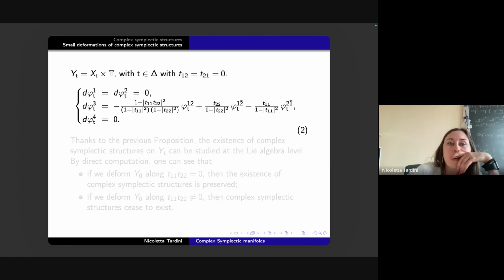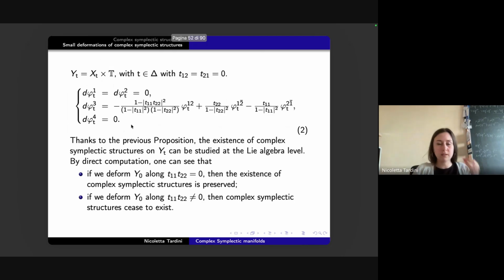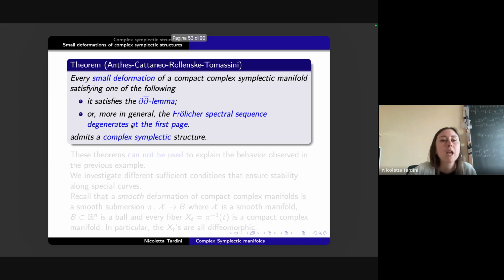And it turns out that for t equals 0, we have a complex symplectic structure. It is very easy to construct. So we take these deformations, and it turns out by a direct computation that, in fact, we have directions where the existence of complex symplectic structure is not preserved, but we have other directions where the existence of complex symplectic structure is preserved. So we wanted to understand how can we detect these directions, essentially, okay?